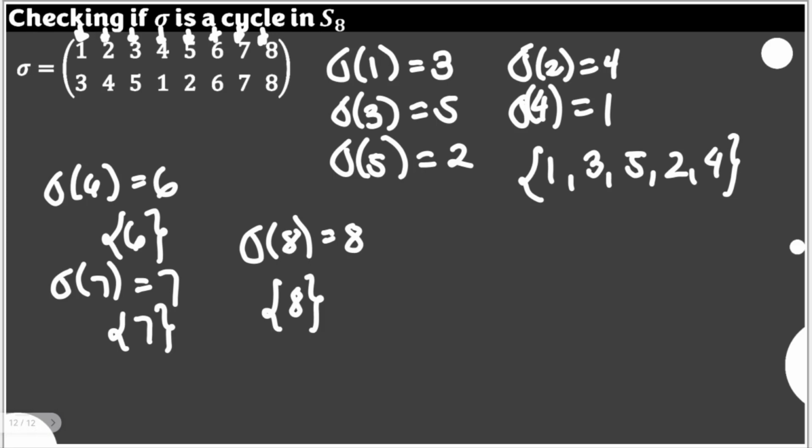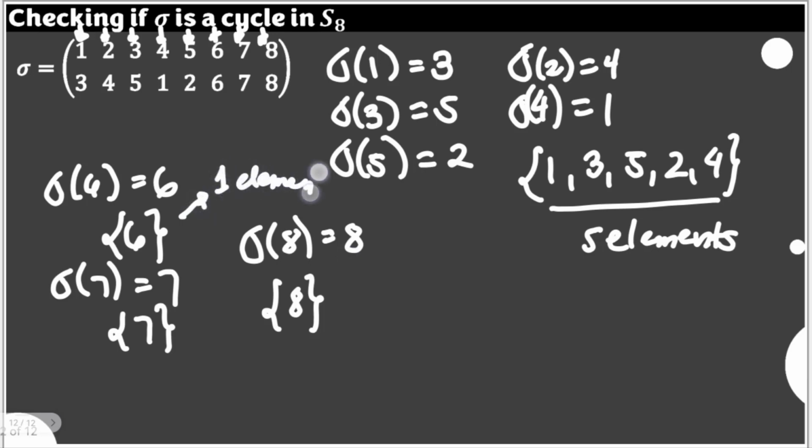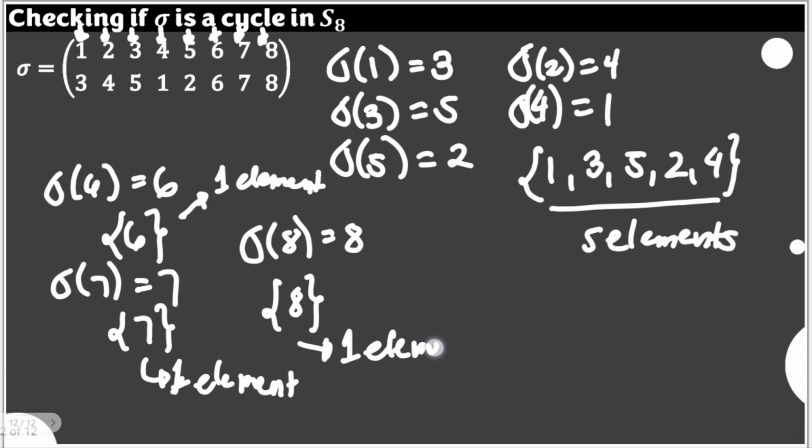So we have 4 orbits here. Our first orbit has 5 elements. Why are we talking about elements? Because the identification of a cycle pertains to the number of elements in the orbits. This has 1 element, this also has 1 element, and this as well, 1 element. So we have 4 orbits, and their sizes are 5, 1, 1, and 1.